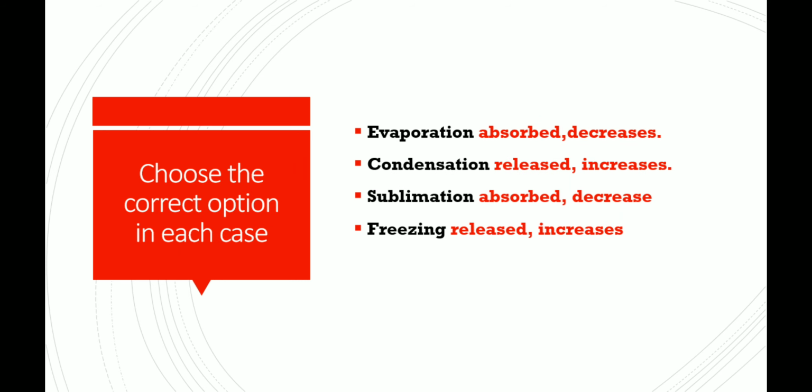Now the question number D, that is choose the correct option in each case. Here there is a table given. First one is process, second one is energy, third is intermolecular force. For the first one, evaporation, the energy is absorbed and the intermolecular force decreases. Thus, for the second one, that is condensation, energy is released and the intermolecular force increases. Third one, that is sublimation, in which energy is absorbed and the intermolecular force decreases. And finally, the fourth one, freezing, the energy is released and the intermolecular force increases.